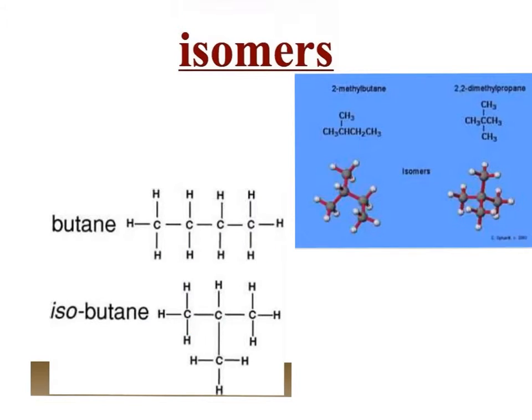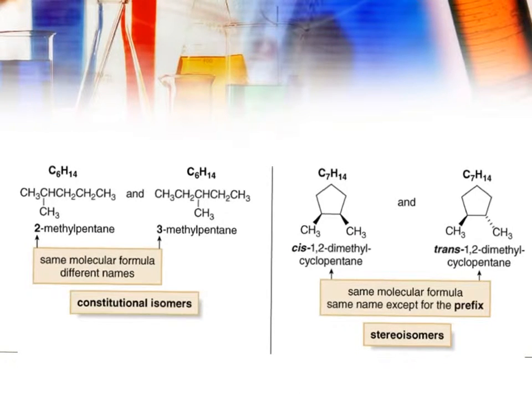Now, because they have different shapes, they will have different chemical makeups, different properties, and thus they make themselves two completely different chemical compounds. So as we look at isomers, constitutional isomers are isomers that have the same molecular formula but different names. As we look at 2-methylpentane versus 3-methylpentane, the difference we see is the location of the methyl group being on carbon 2 versus carbon 3. Stereoisomers, on the other hand, have the same molecular formula, the same name, except a prefix will be added to the name.